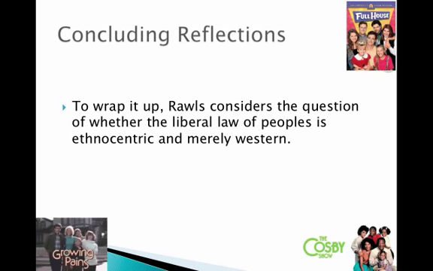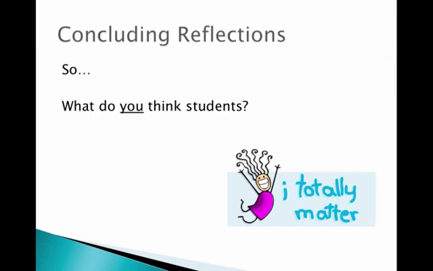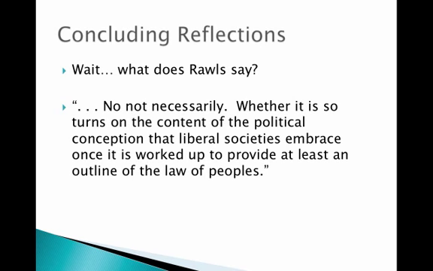Okay? Well, that's it for this presentation. To wrap it up, we'll just note that Rawls considers the question of whether the liberal law of peoples is ethnocentric and merely Western. And he gives an answer to that. But before I give his answer, what do you think? Well, really, I don't care. Let's see what Rawls says first. He says, not necessarily. I do care what you think, by the way. I'm sorry, that was mean.